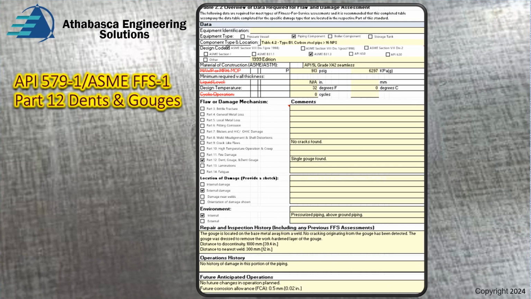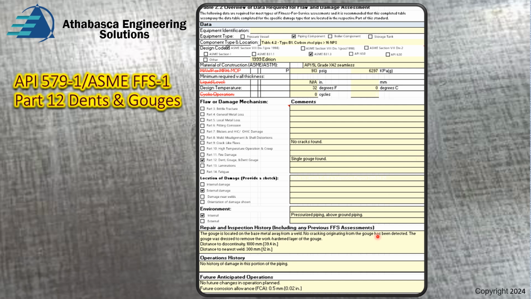Again, we're going to look at table 12.2 to organize our thoughts to make sure that we clearly see things. So again, it's a piping component. It's a 1999 edition. And what we have here is the X42 pipe, and we've organized the pressure and the temperature. We see that there have been no cracks found at all. So that means we see no cracks, and we see that there was just a single gouge found.